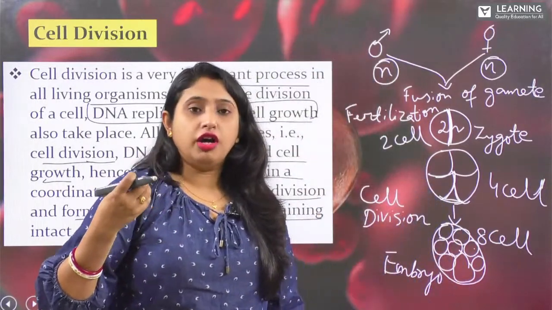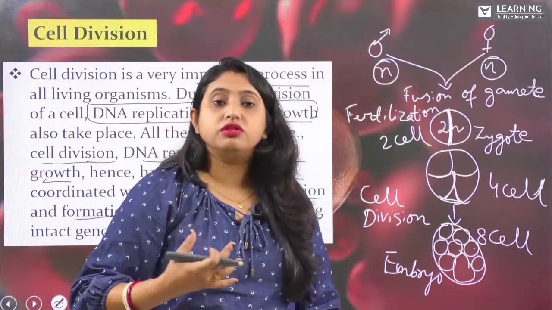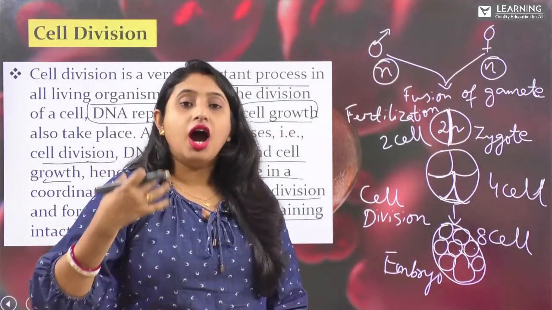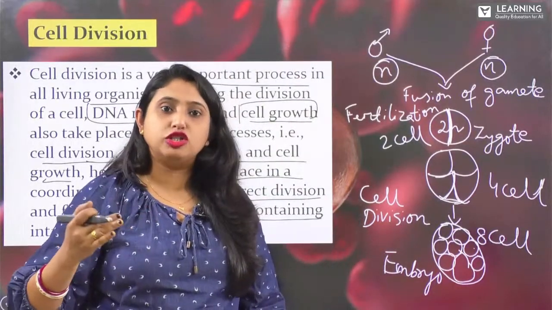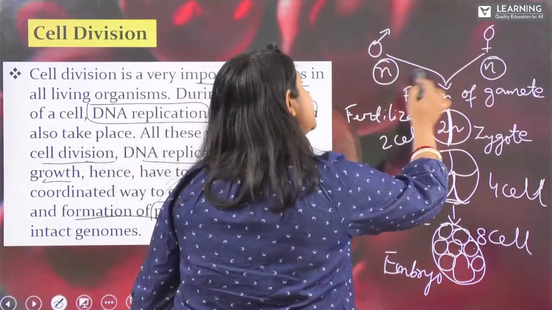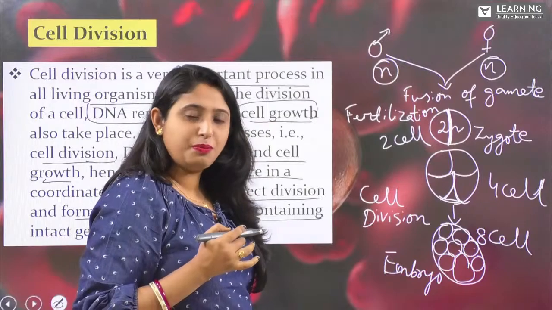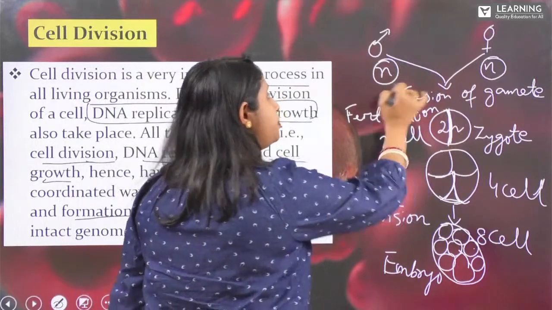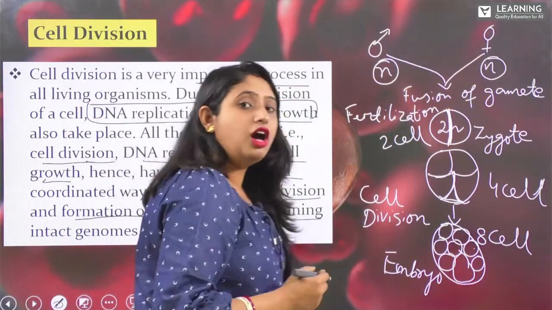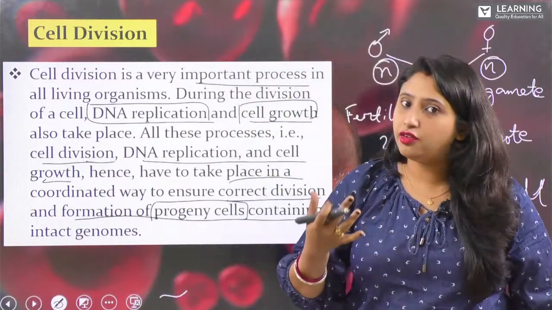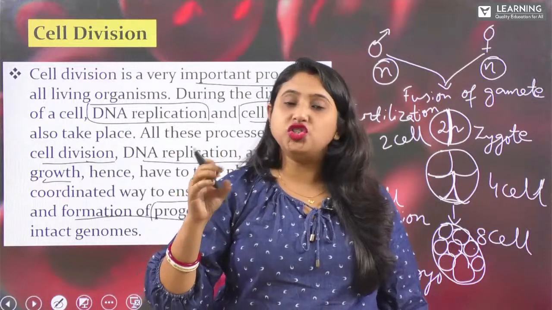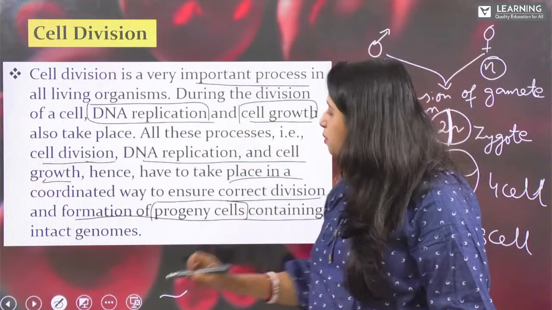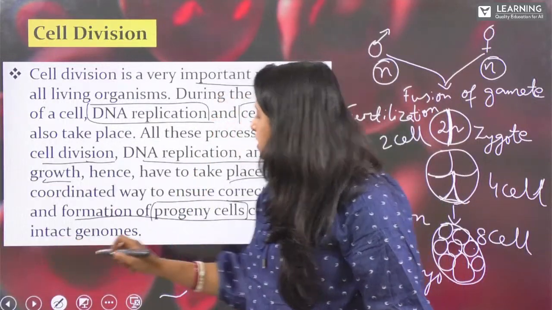So a baby is being born by the process of cell division. A new organism is being formed from the pre-existing cells only. So what are the pre-existing cells here? The parent cell, right? These are the pre-existing cells, and from here the progeny cells are developing. So this is a very important process. Cell division is a very important process for the formation of the progeny cells.